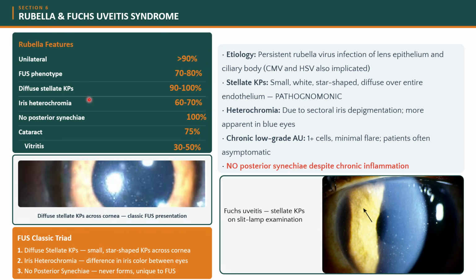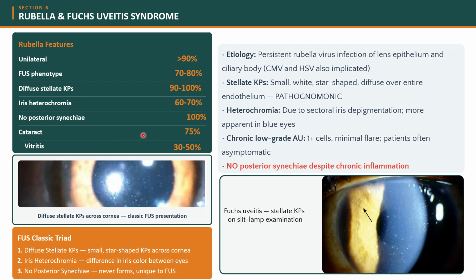Similarly, there are diffuse keratic precipitates, satellite in shape, with iris heterochromia. A mild degree of heterochromia is present, especially in light-colored irides. The heterochromia is very clear in light-colored irides, unlike in people with brown irides, where the heterochromia might not be that evident. The most important feature is that there is no posterior synechia. This is seen in 100% of the cases. If you find posterior synechia, it is not Fuchs uveitis syndrome.